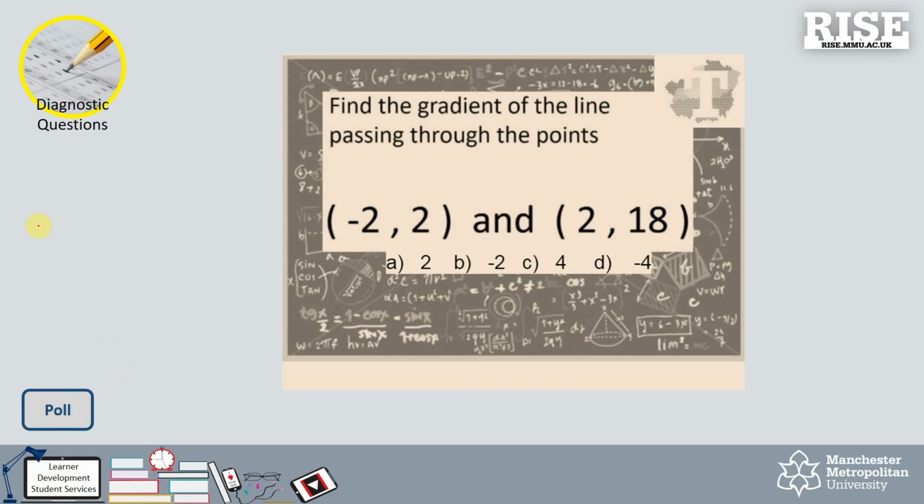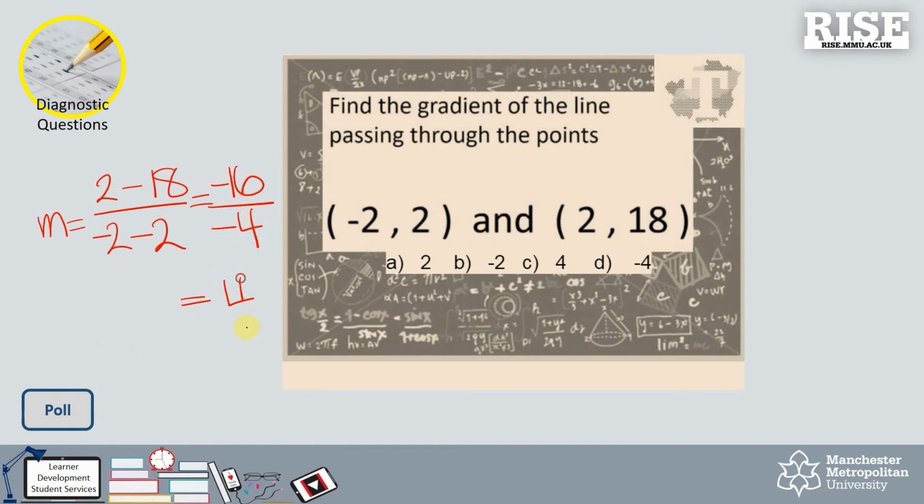Let's find the gradient between these points then. So it's y1 take away y2, all divided by x1 take away x2. 2 take away 18 then is -16, and -2 take away 2 is -4. So that negative divided by a negative is going to give me a positive answer, and 16 divided by 4 is 4. So my gradient here is 4. The correct answer is C.